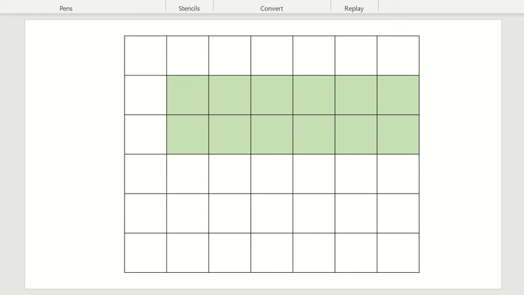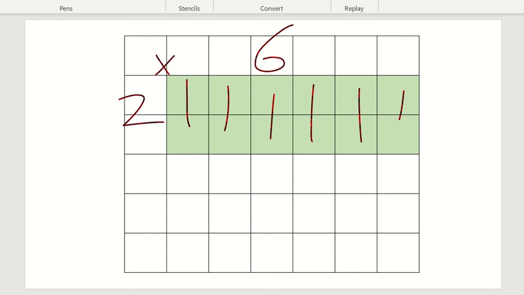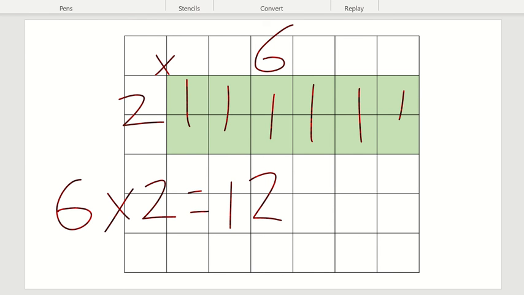Let's try one more like this. There's 1, 2, 3, 4, 5, 6. There's 6 columns by 2 rows. So that would be 6 times 2 equals 12 square units.